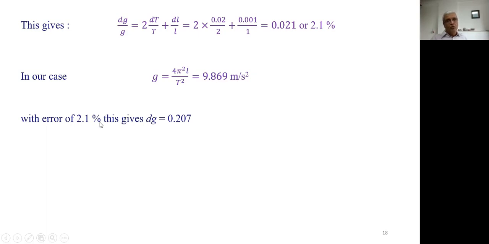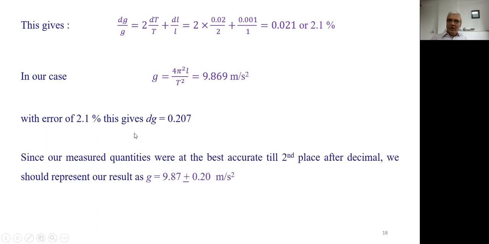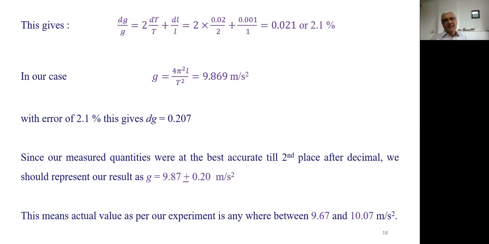So with an error of 2.1%, this gives me dg of 0.207. And therefore, I should say that my g value, which I found experimentally, is 9.87 plus or minus 0.20, which means that the actual g value is somewhere between 9.67 and 10.07. This is, of course, based on the experiment we performed. You can have better quality equipment, you can design better strategies and techniques for measuring, and come to less error and a more accurate estimation.